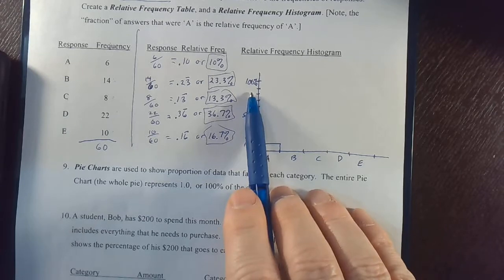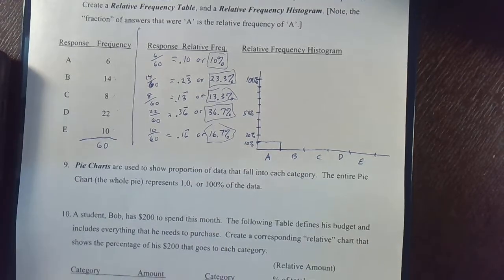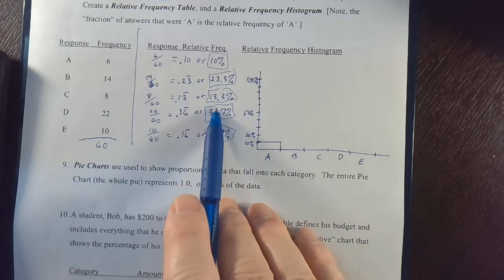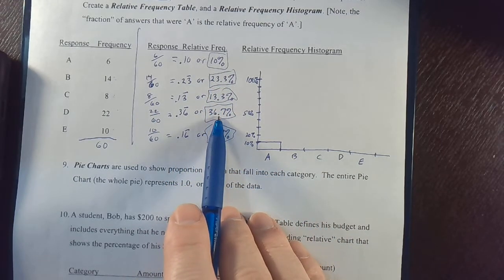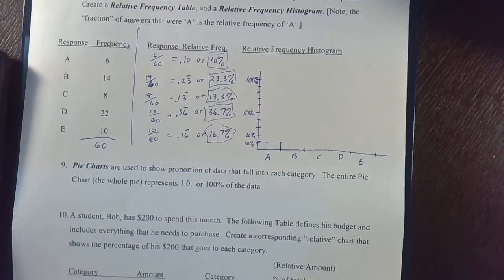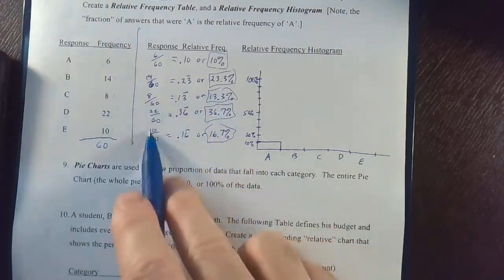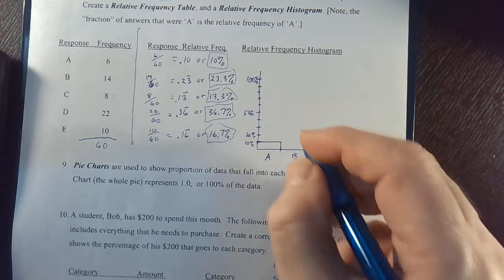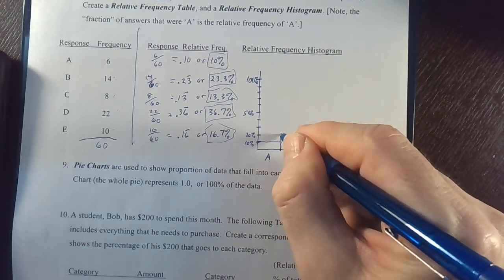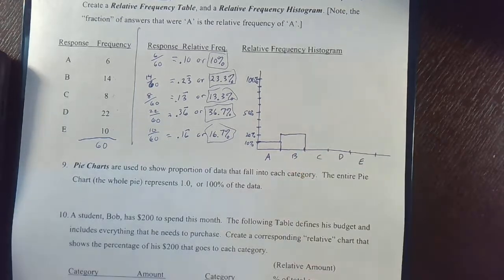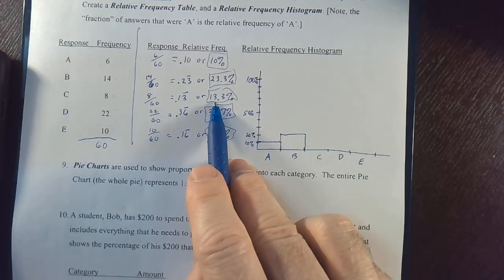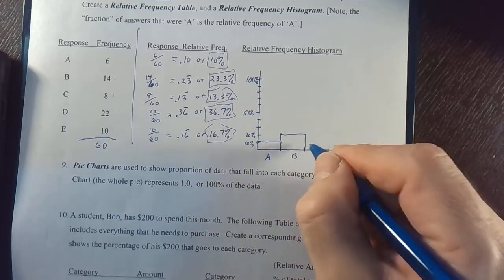And I actually did not have to go up to 100%, did I? I actually only needed to go to, what's the highest one? 36. I would only have had to go to 40%. Nothing is going to be higher than 40%. And then B is 23.3, so a little bit above the 20% line. And then C has a height of 13.3, which is a little above 10.